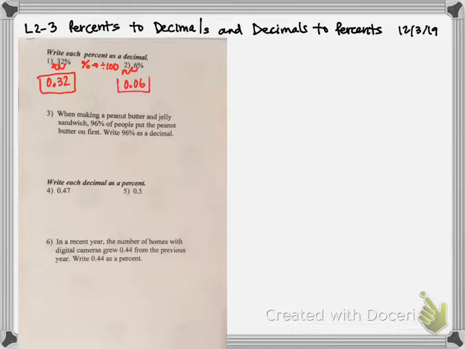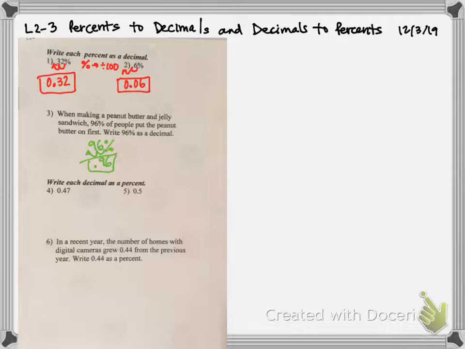When I read these, if I'm not saying hundredths, when I have whole numbers, then I know I've done something wrong. Now, it is possible to get an answer that doesn't say hundredths if your percent number was already a decimal, okay? All right, so the next one says, when making a peanut butter and jelly sandwich, 96% of people put the peanut butter on first, right? 96% as a decimal. So we take 96%, put in the decimal point, and move the decimal point left 2 places. That's how we change it into a decimal. And we get the answer, 96 hundredths.